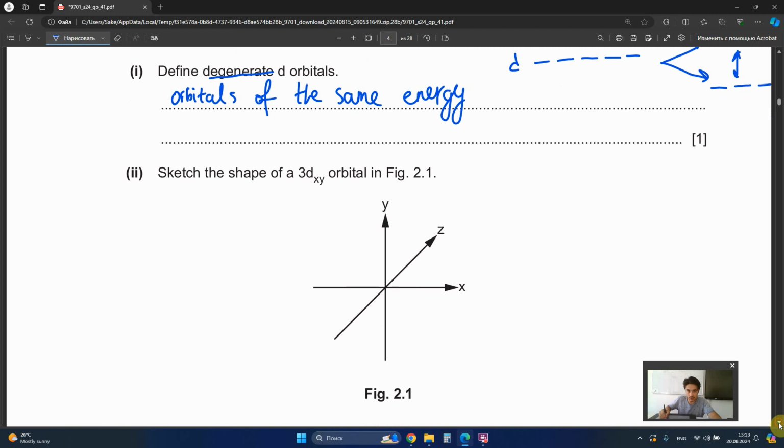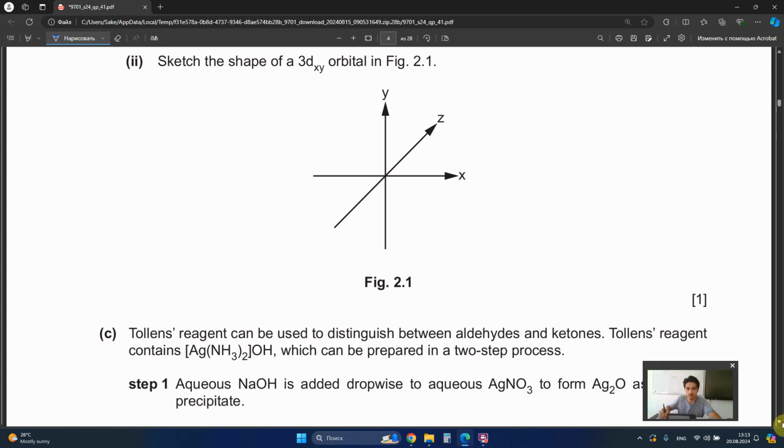Next question is related to the shaping of these orbitals. So there are five types of orbitals. We can classify them into two big groups. So the first group is orbitals shown between axes. So it's between axes. And the second type is within the axis.